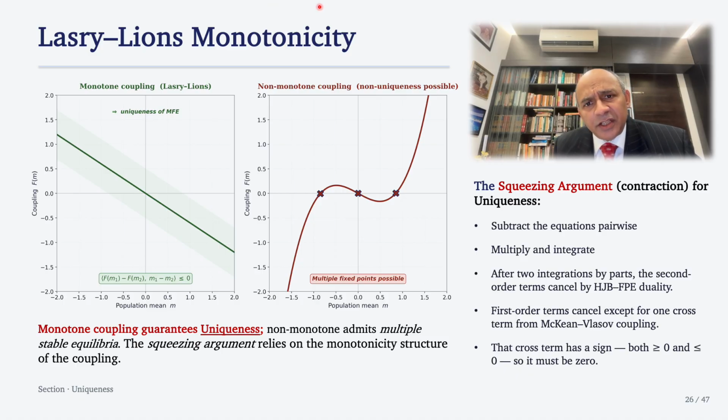Monotonicity rules out the strategic complementarities that produce the self-fulfilling multiplicity. Non-monotone extensions, however, will admit multiple mean field equilibria. Look at the right representation over here. Non-monotone coupling, you've got three equilibria, so non-uniqueness is possible. But if we assume the monotone coupling, we've got the unique equilibrium.